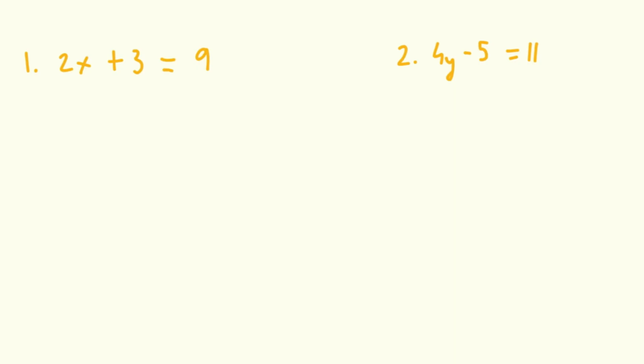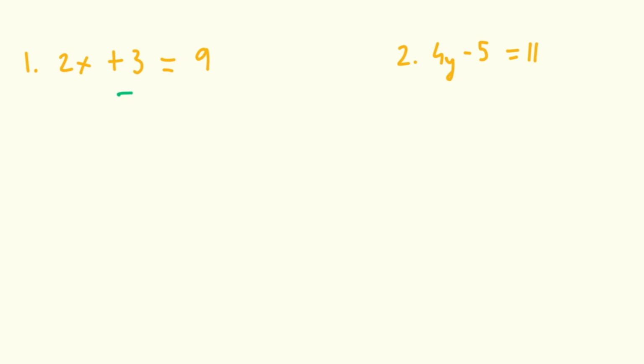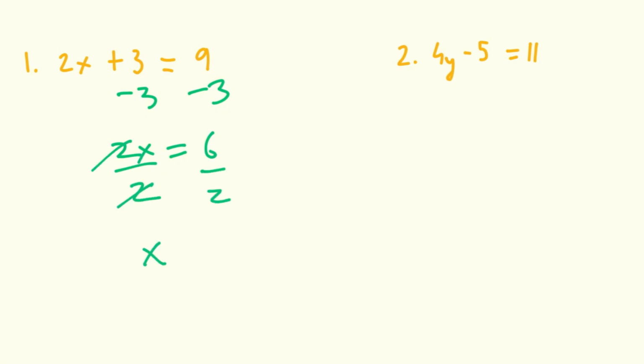Okay, so let's start. 2x plus 3 is equal to 9. This is question 1, same as the one before. Now we just have to subtract 3 to make 2x is equal to 6. And then we divide by 2 to isolate the variable. The 2's cancel out. X is equal to 6 divided by 2, which is also known as x is equal to 3.